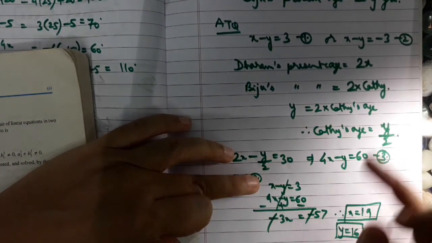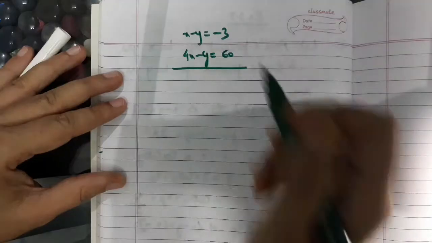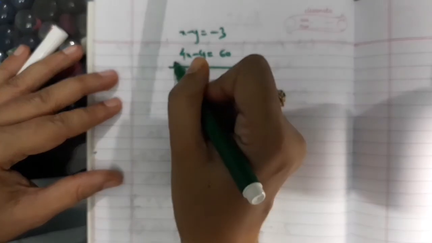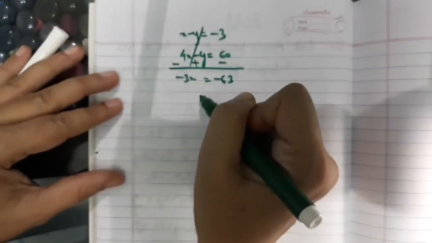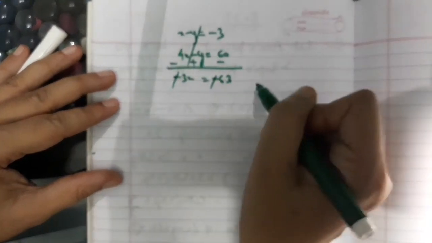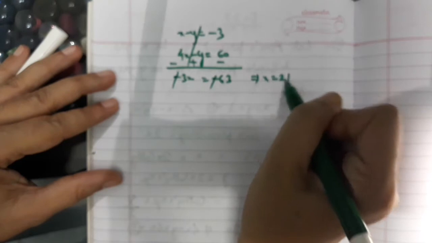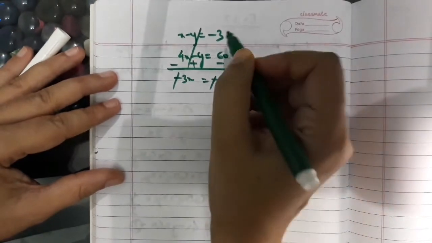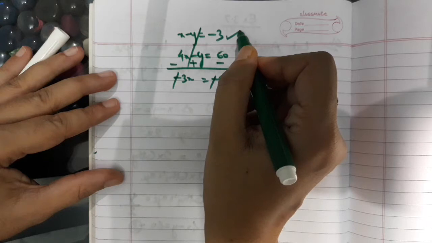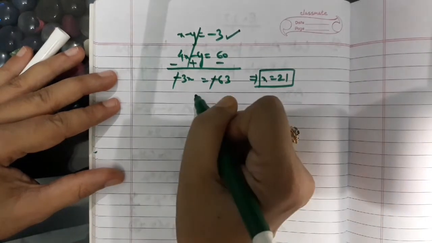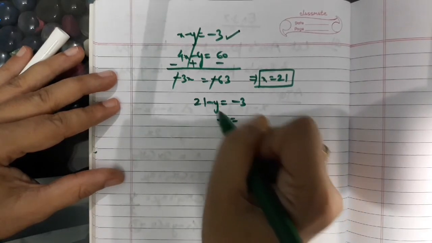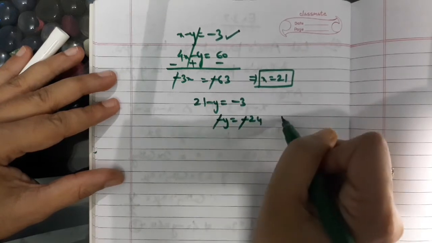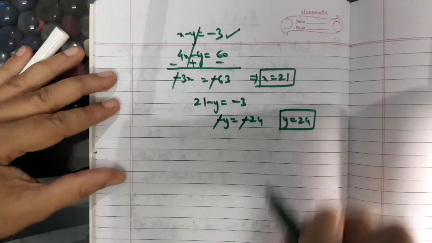Now let us solve equations 2 and 3. So this is equation 2 and 3. We subtract the two equations. This becomes minus plus minus. And here we obtain minus 3x is equal to minus 63. Minus and minus gets cancelled. So the value of x comes out to be 21. Now we substitute the value of x in any of the two equations. So suppose I substitute it over here. So 21 minus y is equal to minus 3. So minus y is equal to minus 24. So the value of y comes out to be 24.